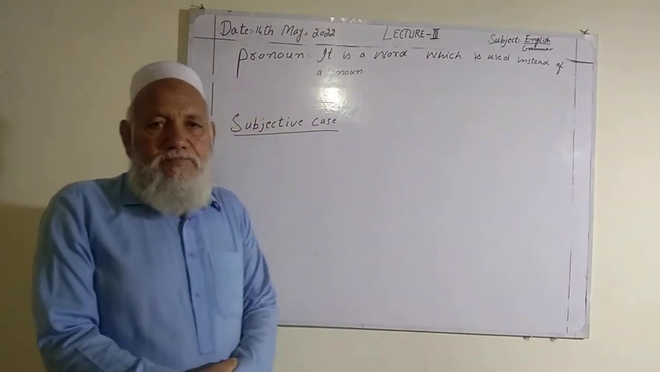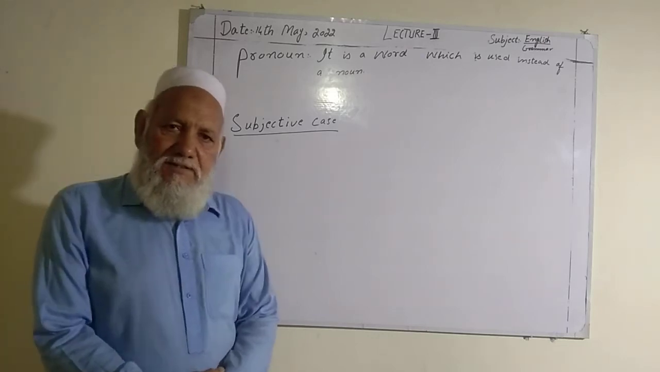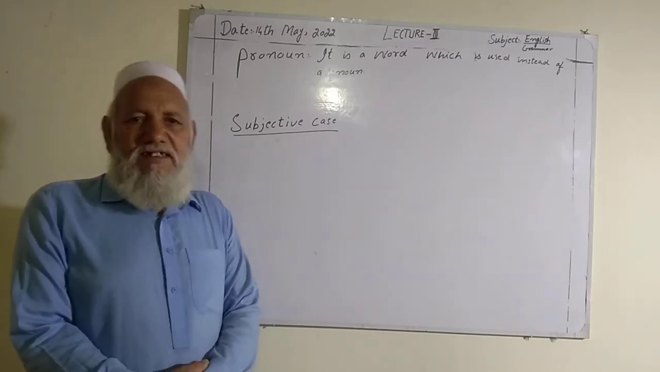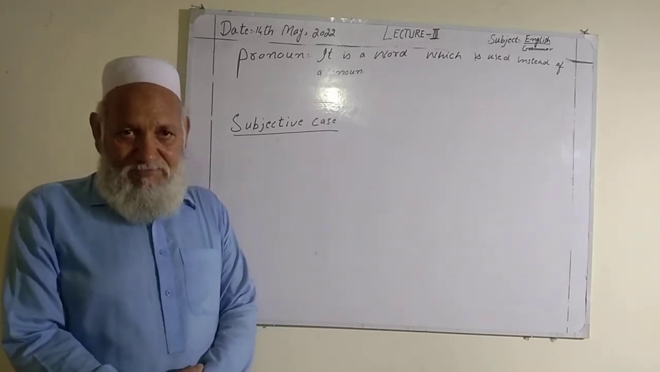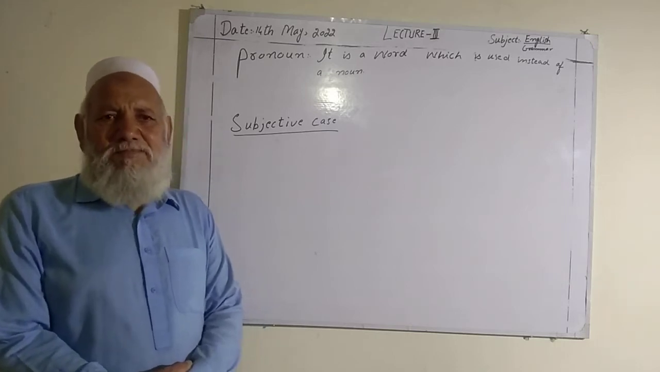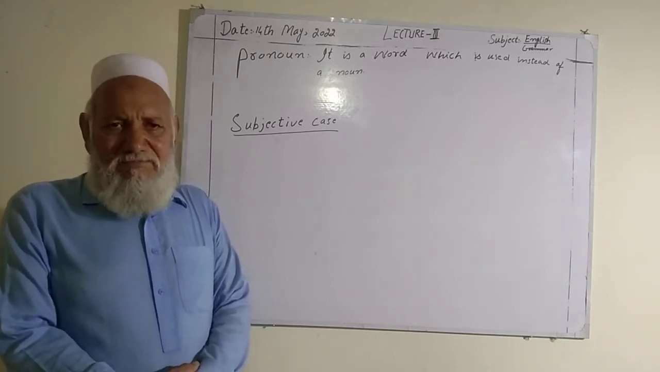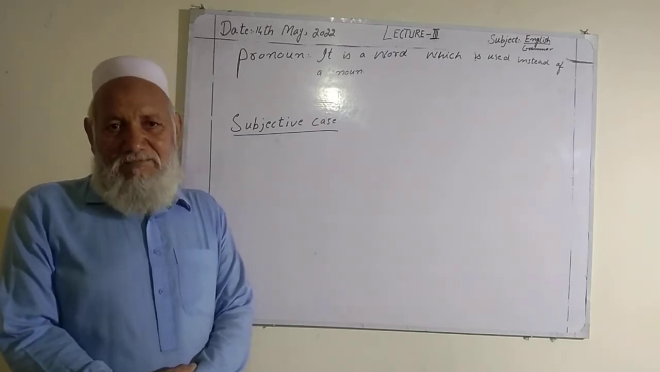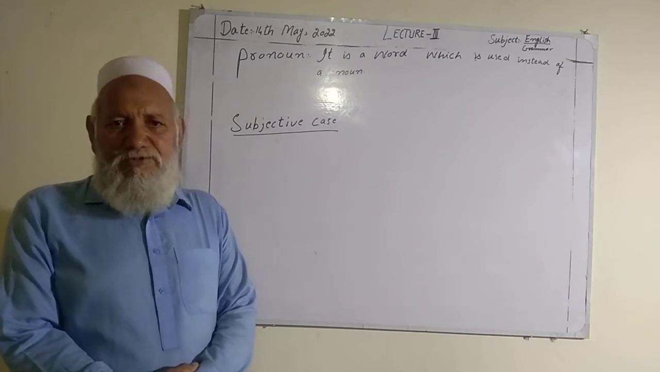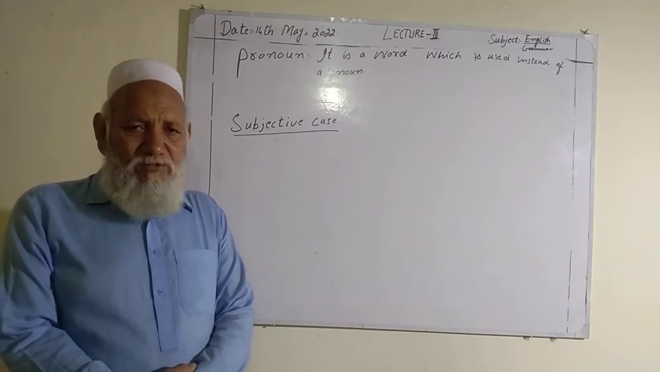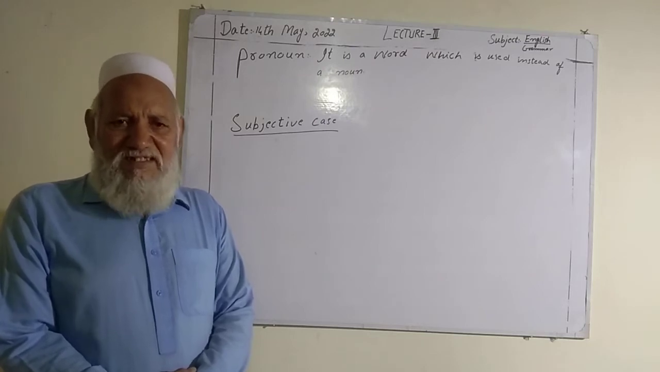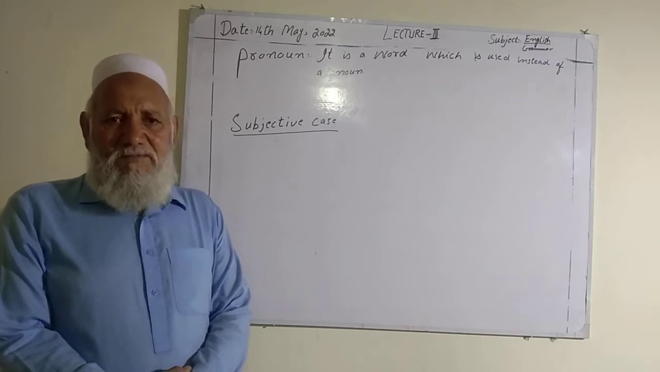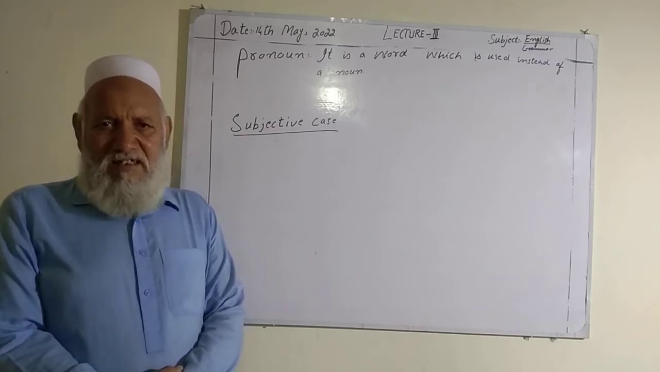Subjective case is divided into three major parts, and then again they are divided into singular and plural. In first person singular: I come, but in first person plural: we come. In second person singular: you come, and in second person plural: you come. In third person singular: he, she, it comes, and in third person plural: they come.